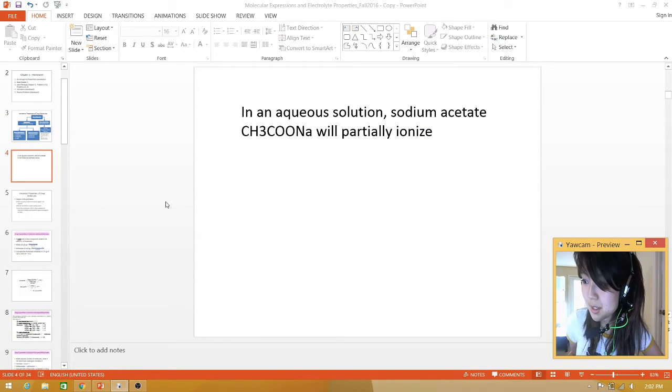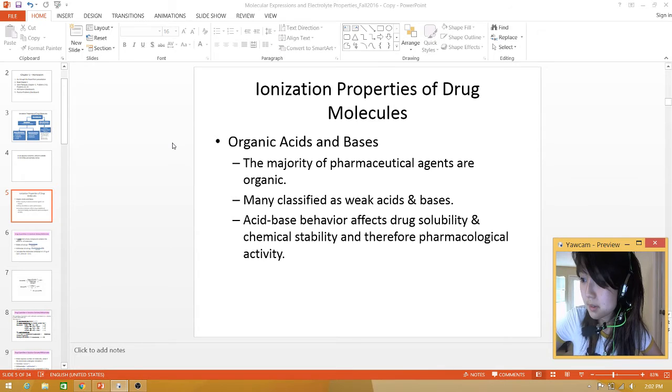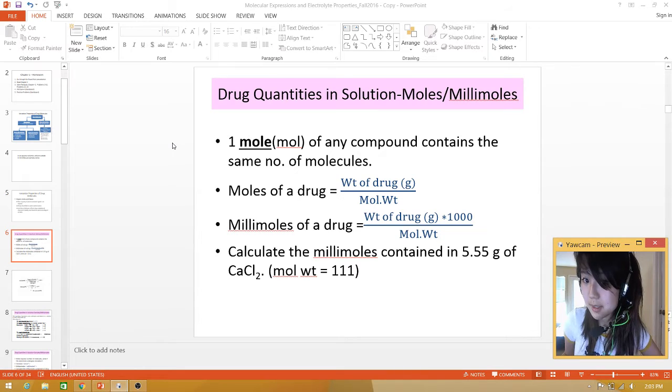In aqueous solution, sodium acetate will completely ionize because it is a salt of acetate, and this is just one of the clicker questions. The acid-base behavior of a drug will affect the drug solubility, the chemical stability, and the pharmaceutical activity of the drug. Now we're going to talk about some concentration terms that are used. The first one being moles. Moles is just the weight of the drug in grams divided by the molecular weight. And millimoles is just going to be the moles times 1,000.